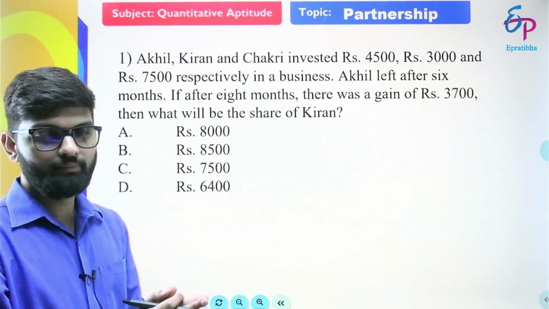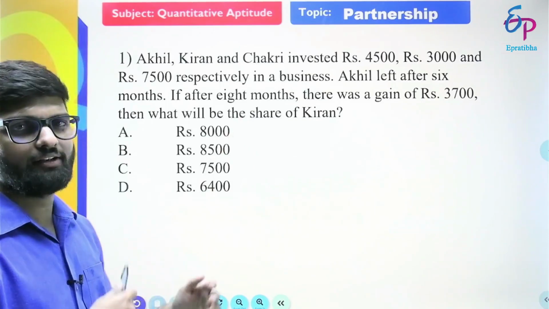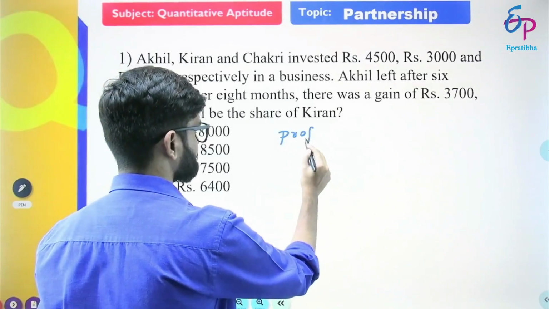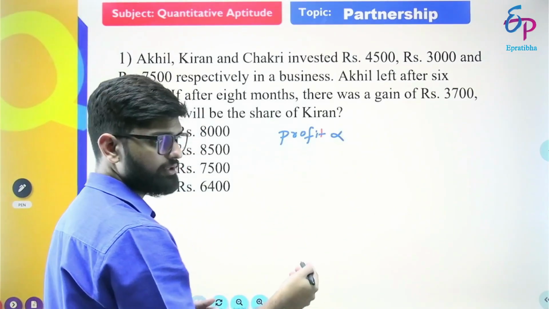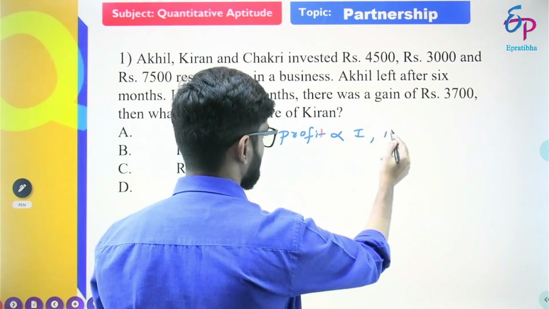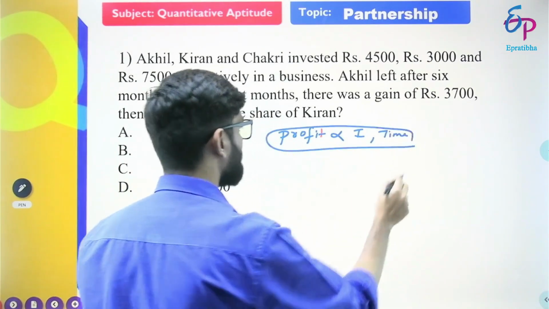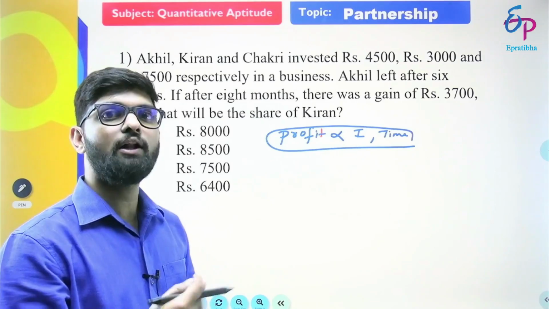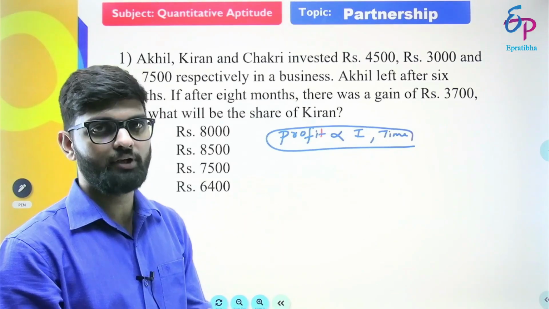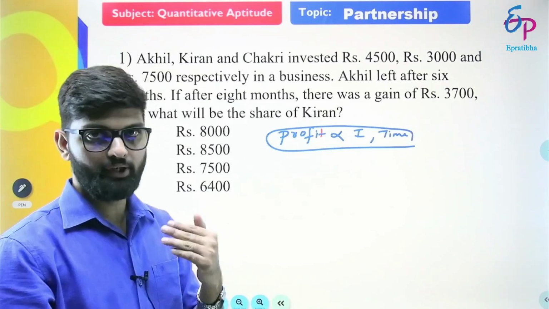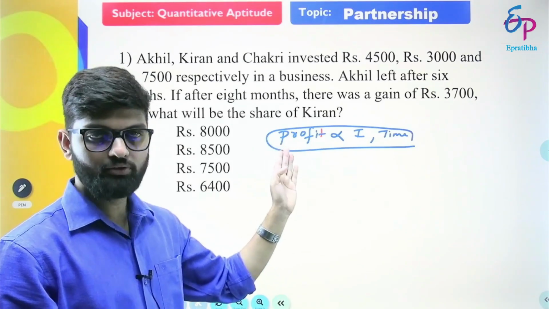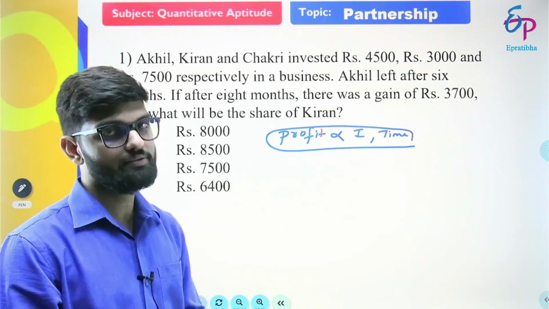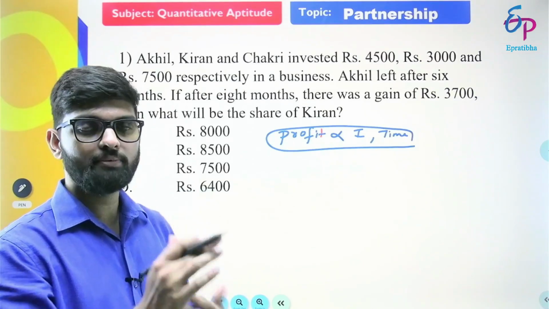Now I told you, how can you decide the profit ratio? Profit ratio will be depending upon investment and time period, right? Both investment and time period. Whoever invests more, and whoever invests for more time, they will get more profit. So this is directly proportional only. If investment increases, profit also increases. If investment decreases, profit also decreases. So compare the persons.